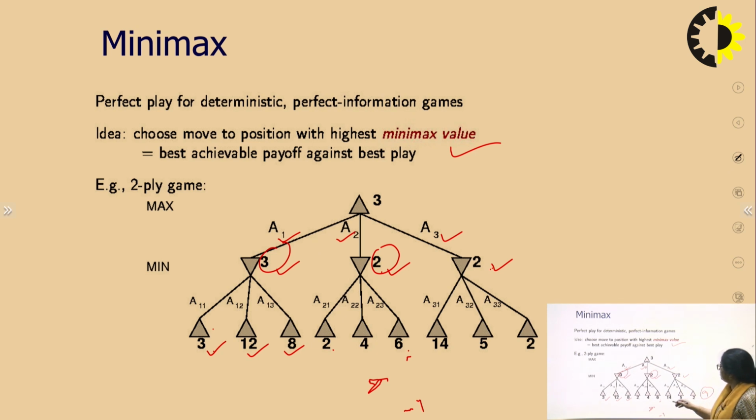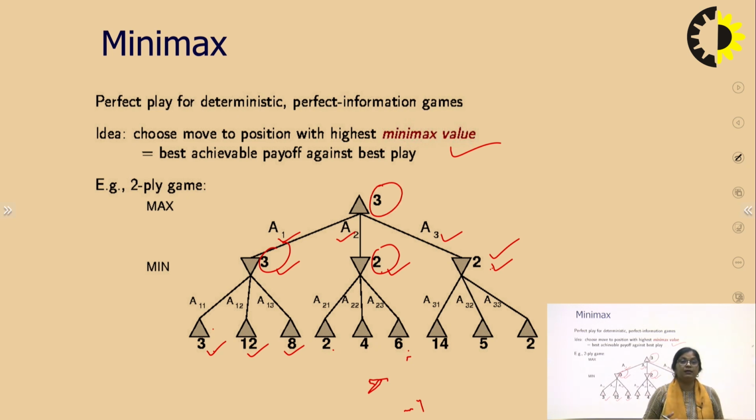It will calculate the minimum value from here and will take that. So what it has calculated, the minimum value is 2. So it will assign 2 here. Okay. Now Max has the min values for the minimax values for all the 3 successors. Now what will Max do? Max will calculate the maximum among these. What is that? 3. So 3 has been selected.